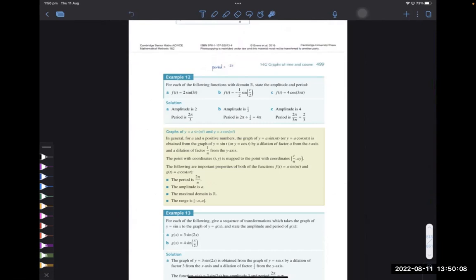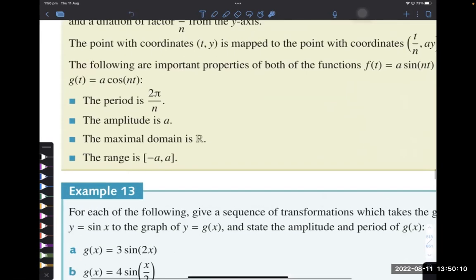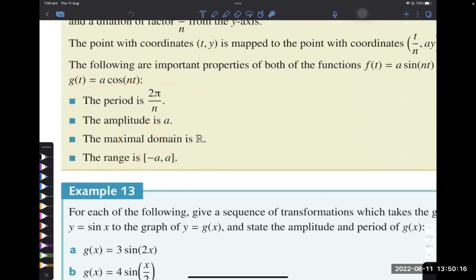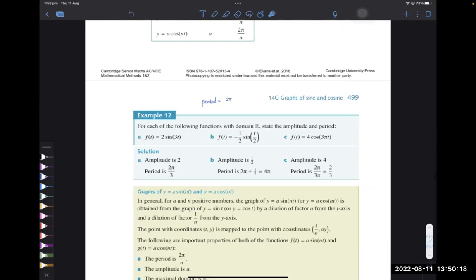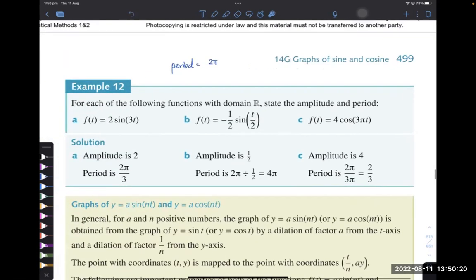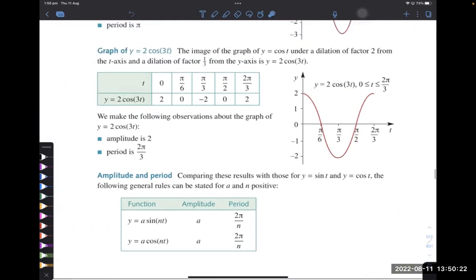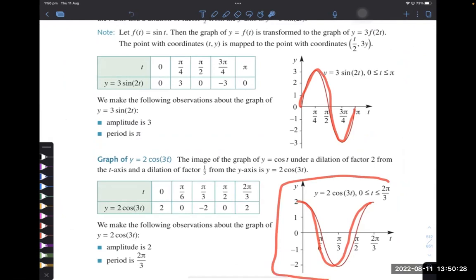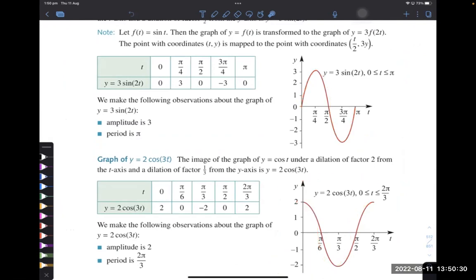And it's important for us to understand what the period is, what the amplitude is, what the maximal domain is, and what the range is as well. Okay. There's a few features that I like to find out about the graph whenever you are presented with one. Now, I've drawn these two graphs here, and we've actually explored how this came to be using a unit circle. Remember we said, oh, for sine, we're measuring the y value. So what's the y value here? So on and so forth.